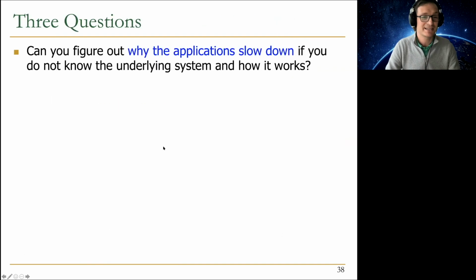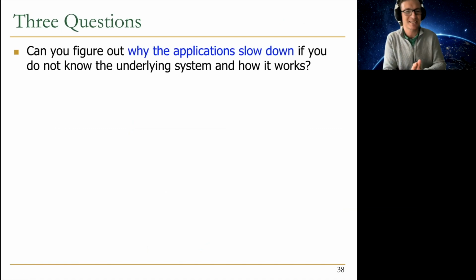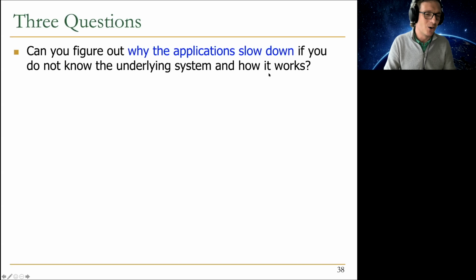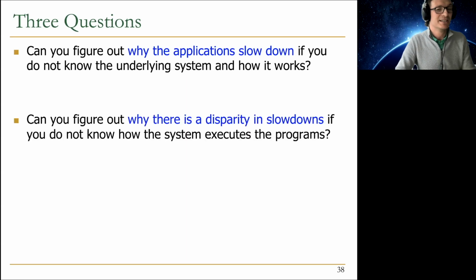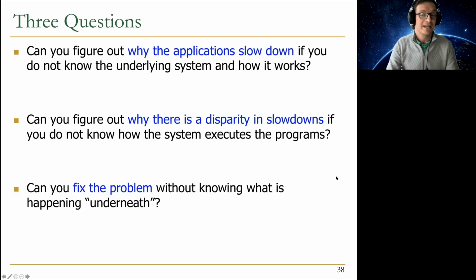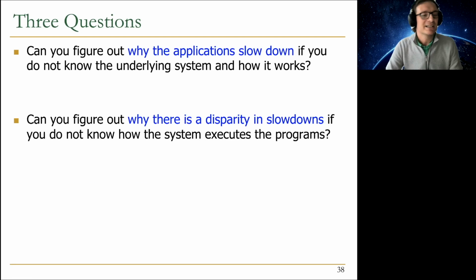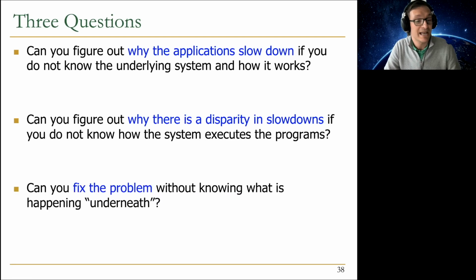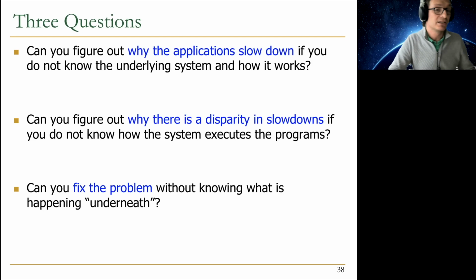Let me tell you what's happening after asking you 3 rhetorical questions. Can you figure out why the applications slow down if you do not know the underlying system and how it works? An answer would be no, I think. Of course, you need to do experiments and figure out what's going on, but you need to know something to be able to do the experiments. Can you figure out why there's a disparity in slowdowns if you do not know how the system executes the programs? Again, my answer would be no. And can you fix the problem without knowing what is happening underneath? My answer again would be no.